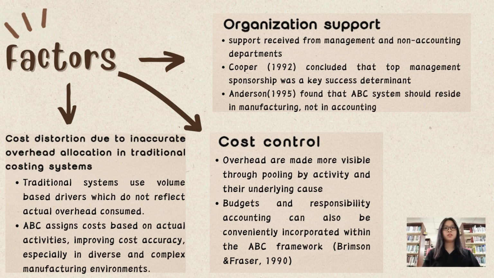The last factor is cost distortion due to inaccurate overhead allocation. Traditional systems use volume-based drivers such as direct labor hours and machine hours, which do not reflect actual overhead consumed. As a result, some products end up being overcosted while others are undercosted, leading to a poor pricing strategy and misinformed decision-making. ABC assigns overhead costs based on the actual activity each product requires. This can improve cost accuracy, especially in diverse and complex manufacturing environments.